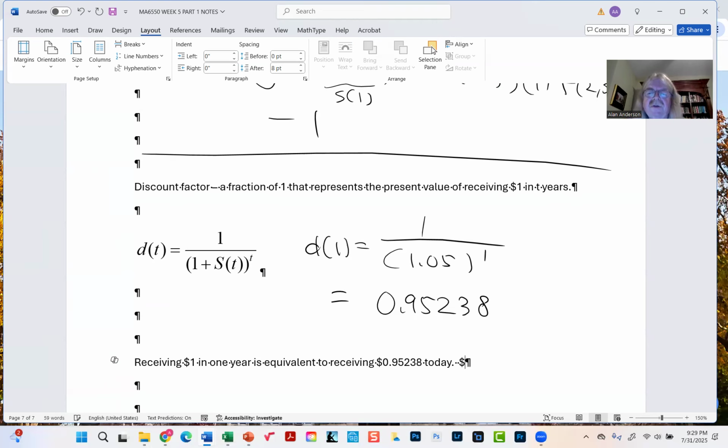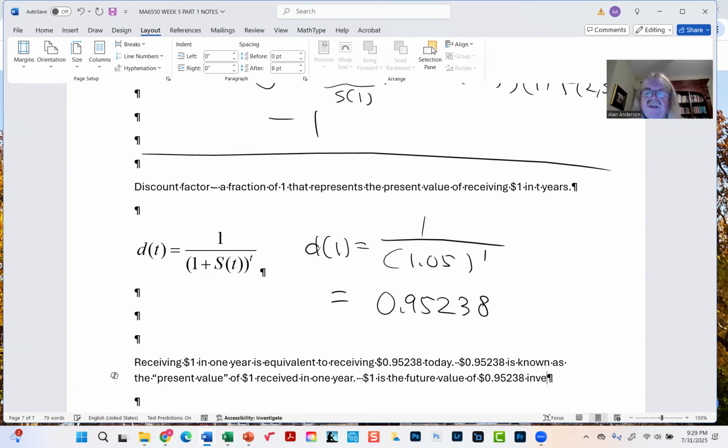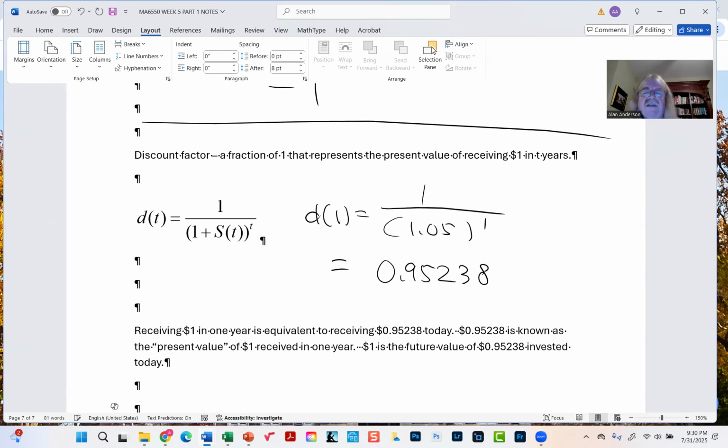Okay, so this number is known as the present value of a dollar received in 1 year. And then we can claim $1 is the future value of 0.95238 invested today at 5%. Okay. So the two are equivalent to each other as far as investments go.